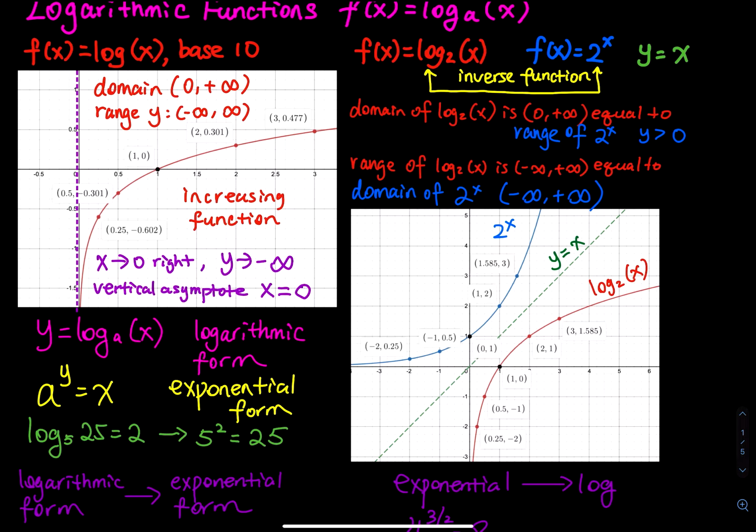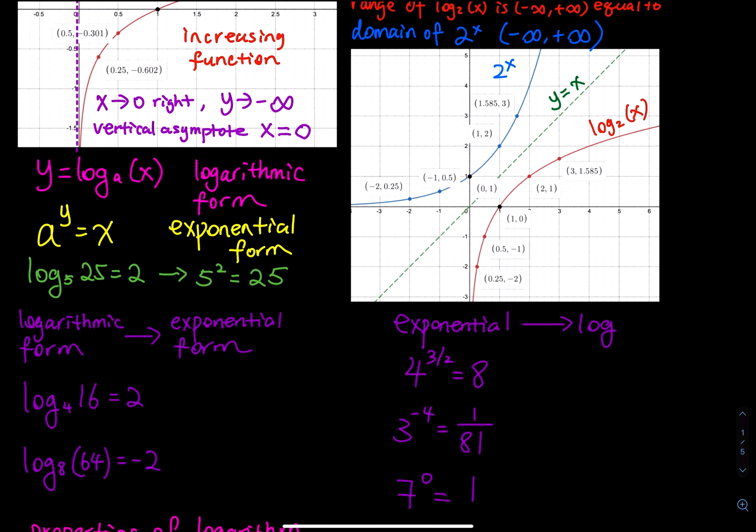So here is the process. You write a base 5 right here, raised to the second power equals 25. So 5 squared equals 25 is called exponential form, and then the log is called logarithmic form. So you should be able to go back and forth between logarithmic and exponential form. Now, of course, we have to do some exercise.